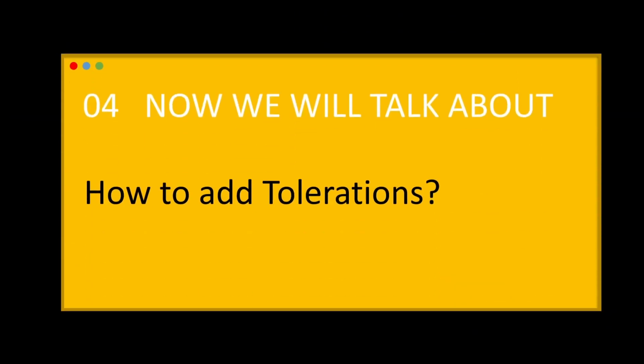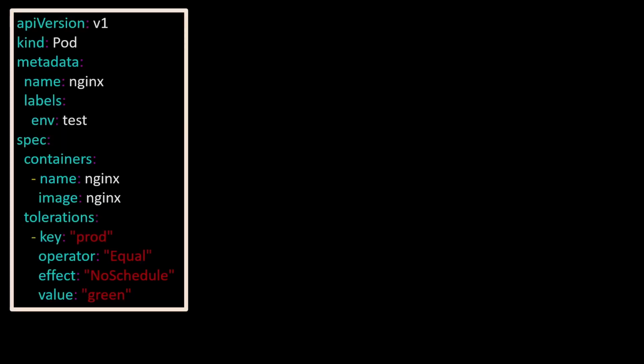Now we understand how to add the taints. Now let's explore how to add toleration. This is a simple pod manifest file. Please bear in mind the indentation. The toleration section and container section are at the same indentation.